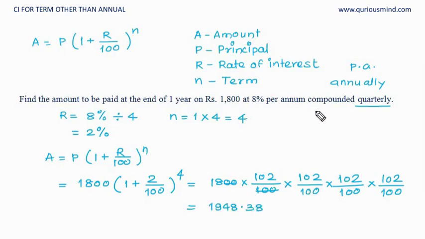so what we have learned here is, in case we have to compound the interest at a period other than annually, we need to change the N and we need to change the R. How? If it is quarterly, then it is 4 times in 1 year. So we need to multiply N by 4 and reduce the rate by 4 times, so divide it by 4. Okay, let's do one more and understand it better.